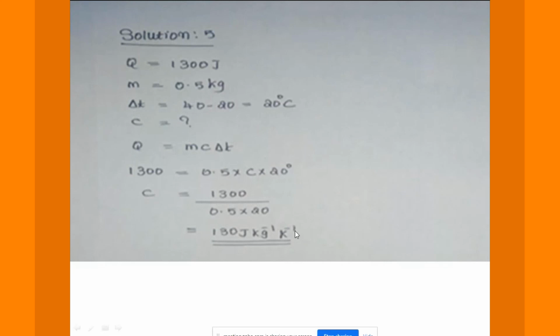Now moving into question number 5. 1300 joule of heat energy is supplied to raise the temperature of 0.5 kg of lead from 20 degrees Celsius to 40 degrees Celsius. Calculate the specific heat capacity of lead. Again, specific heat capacity, that is what you are going to find out.